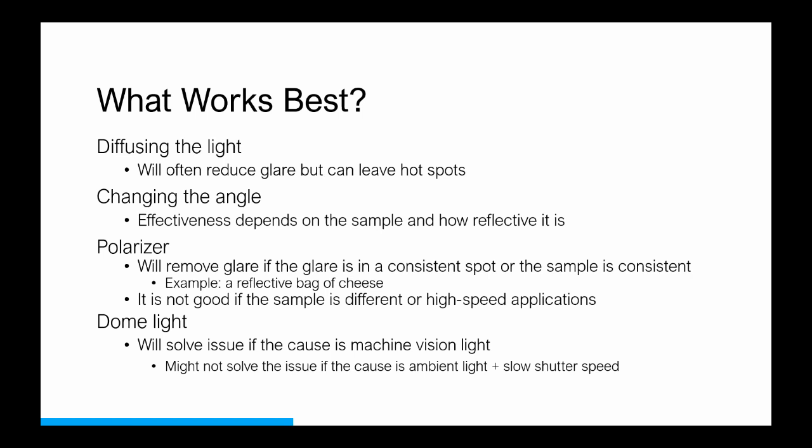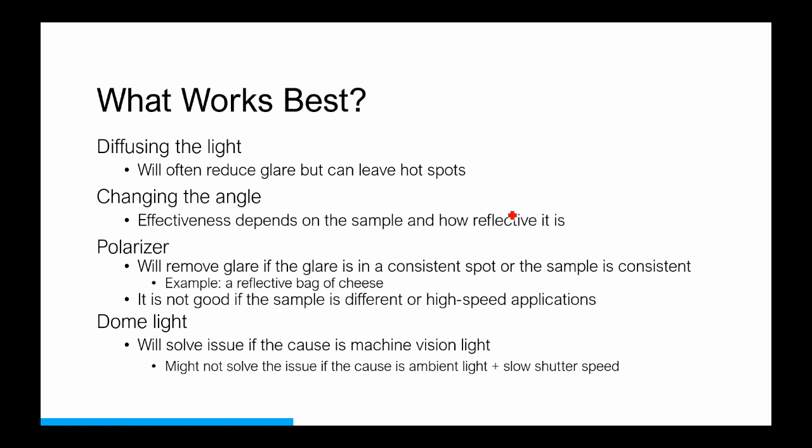So what works best? I went through 4 methods of removing glare caused by machine vision light, and these are listed, like I said, from least effective to most effective. Diffusing the light will reduce the glare, but can still leave hot spots a little bit. Might not be perfect, but if it works, then it works well. That's the same with changing the angle. It depends on how reflective the sample is, if there's a lot of shape to the sample, and where the glare is coming from on the sample. If it's the same shape every single time, especially if it's flat, this is probably going to work well.